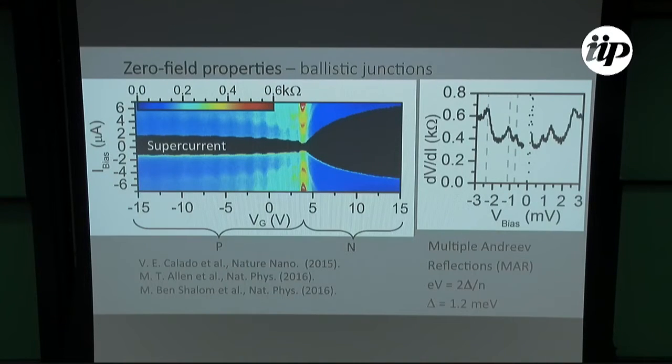Now, we can also extract from the same measurement by making vertical cuts the value of the superconducting delta from the multiple Andreev reflections. We find delta of about 1.2 millielectron volts.